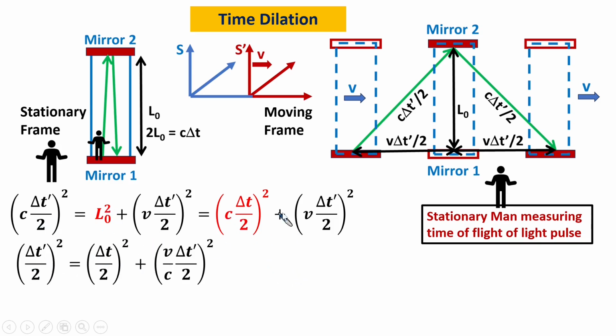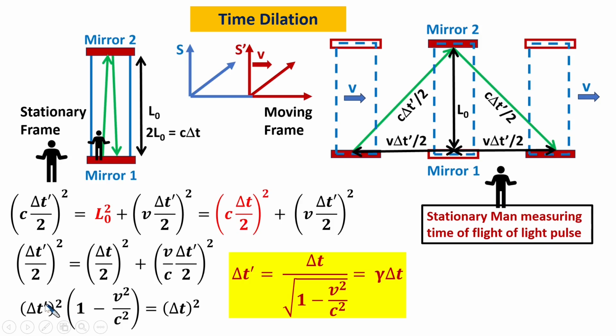Then if I rearrange it, c gets cancelled here, this is v by c, so I can rearrange it like this. Then delta t prime I take to the left hand side, so this is delta t prime squared times 1 minus v by c the whole squared, that is v squared by c squared, is equal to delta t squared, and this 2 will get cancelled in the denominator, all have the same 2. So we can write delta t prime, if I take a square root and bring this to the denominator, as delta t divided by the square root of 1 minus v squared by c squared.